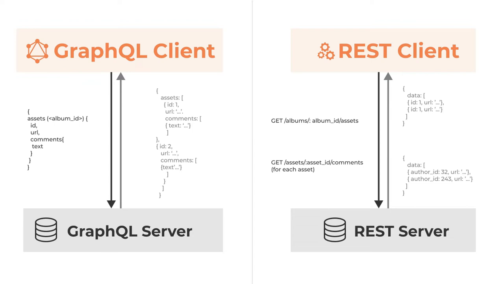So as you can see here, with the GraphQL, with this query, we are getting ID, URL, comment and text. But with a REST request, we need to make multiple calls to get this information. So now let us go to Postman and see how we can create a request and test it.